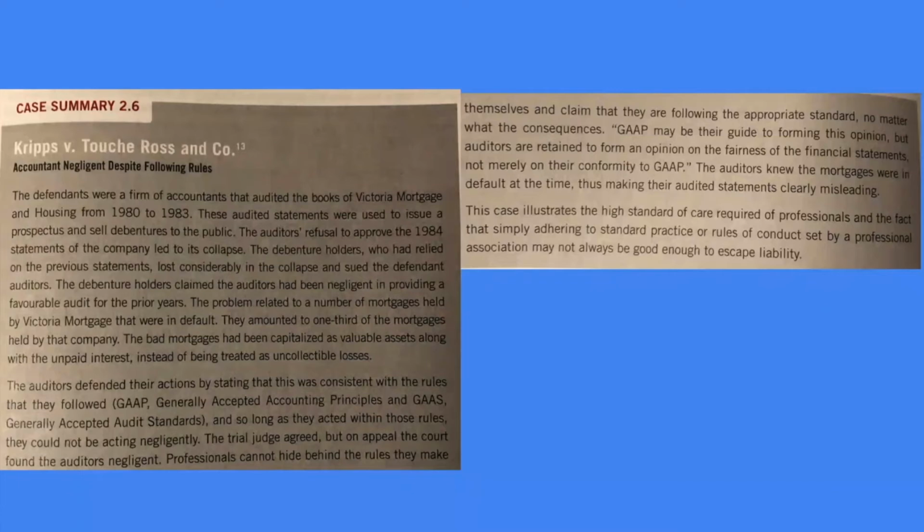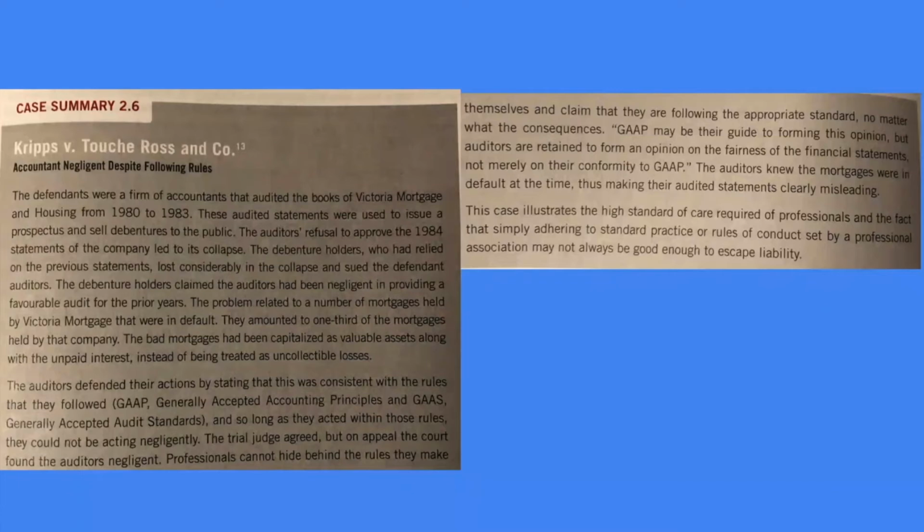The problem related to the number of mortgages held by Victoria Mortgage that were in default. They amounted to one-third of the mortgages held by the company, and the bad mortgages had been capitalized as valuable assets, along with the unpaid interest, instead of being treated as uncollectible losses.